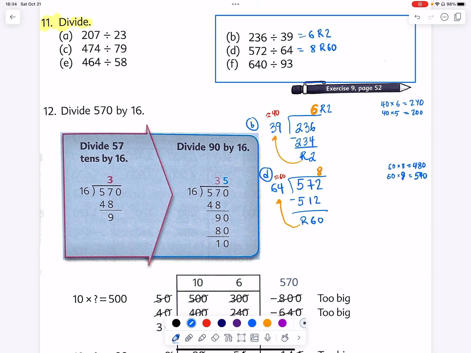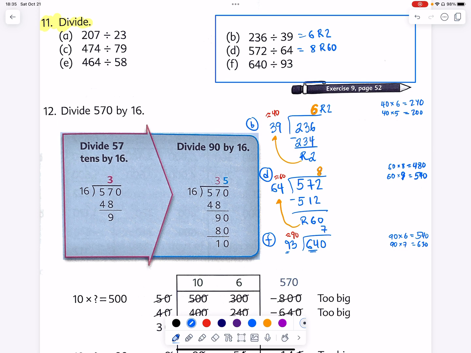And finally, example F. 640 divided by 93. Again, friends, it's quite okay to think of 93 as 90 for a first estimate. So let's think of it. How many times can 90 go into 640? Or how many times can 9 go into 64? Well, 90 times 6 is 540. 90 times 7 is 630. You want to try 7? Let's try 7. Let's see how it works out. 90 times 7 is 630.